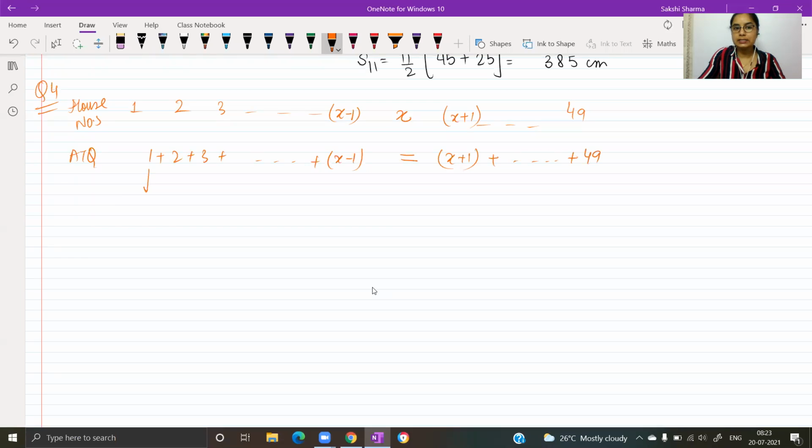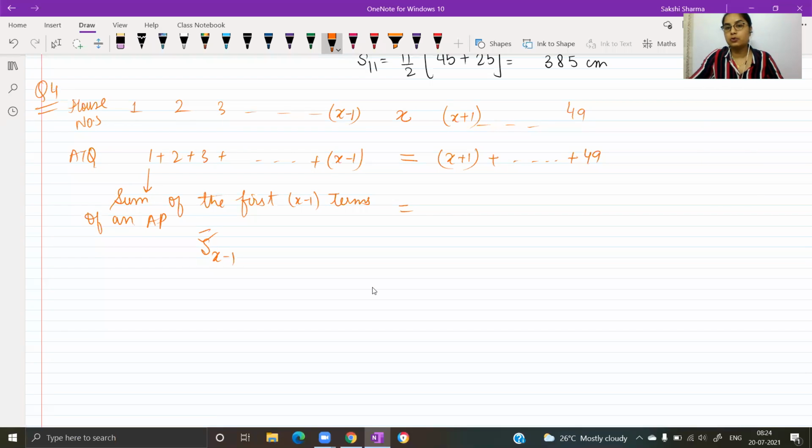On the left hand side, since we have the sum of the first x minus 1 terms of an AP, the formula can be used, as S(x minus 1), the representation. Whereas on the right hand side, the sum of the terms does not begin from the first term. We can use this formula only if we are finding the sum from the first term up to a particular value. This is starting from some random place in between.